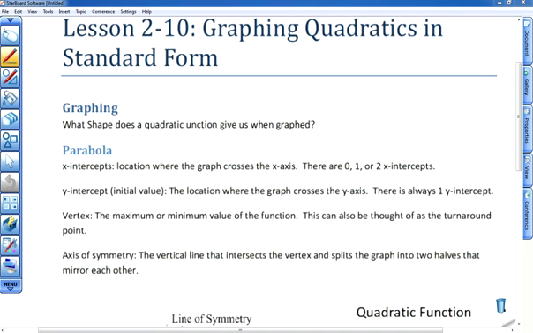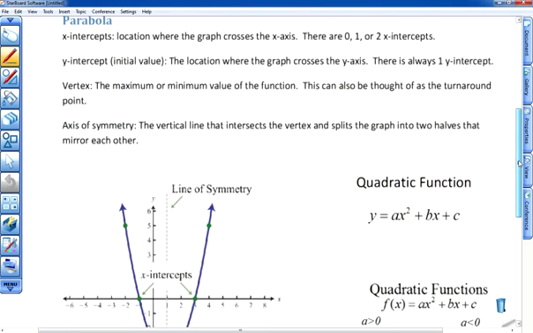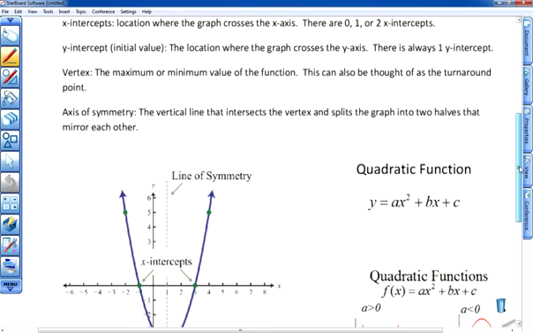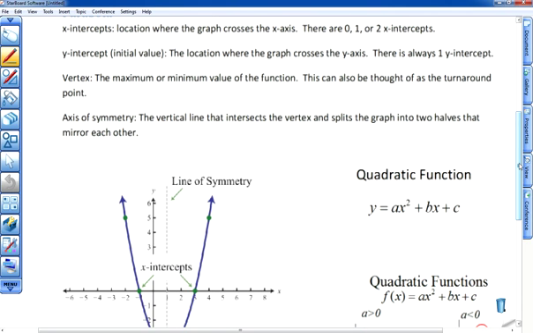when you graph it. In the case of a quadratic equation, you end up with something called a parabola. Now there's several key features of a parabola that we need to talk about. Here's an example of a parabola down here. A couple of the key pieces of information about the parabola that we need to note is number one, the x-intercepts. The x-intercepts are the locations where the graph crosses the x-axis.